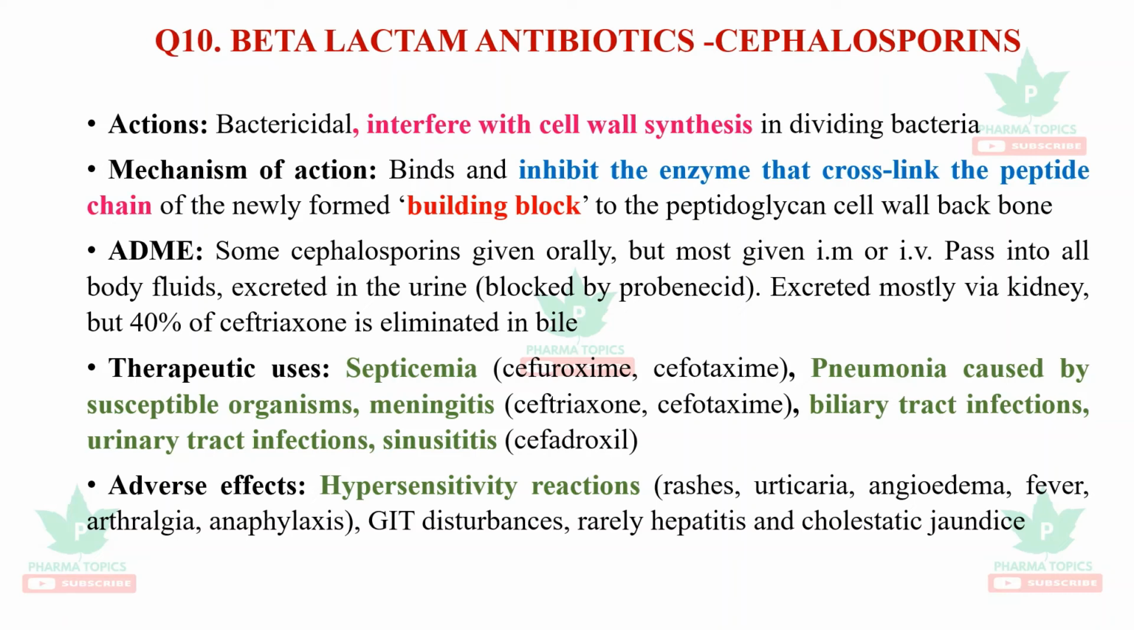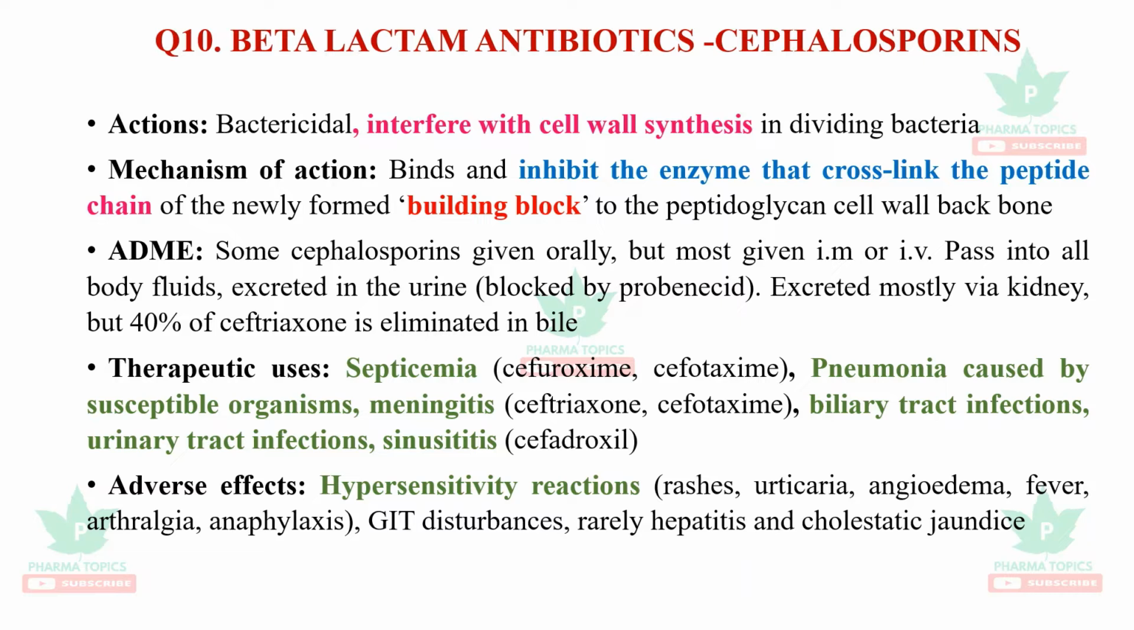The beta-lactam antibiotics such as cephalosporin, they may ask a short note. This is question number 10. These are bactericidal, interfere with the cell wall synthesis. The mechanism is very similar to the penicillins. They bind and inhibit the enzyme that cross-links the peptide chain of the newly formed building block to the peptidoglycan cell wall backbone. Some cephalosporins are given orally, but most of them are given by IM or IV injection. They pass into all body fluids. They are excreted in urine, which is blocked by probenecid. They are excreted mostly via kidney, but 40% of ceftriaxone is eliminated in bile.